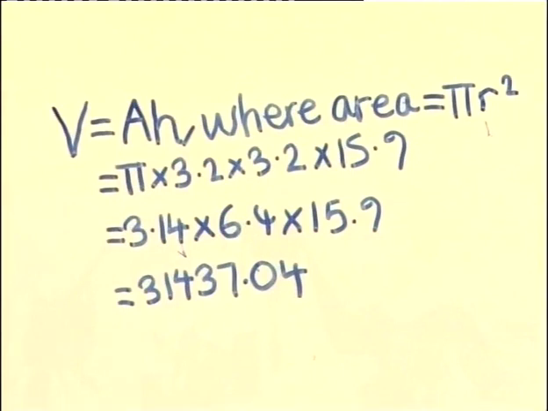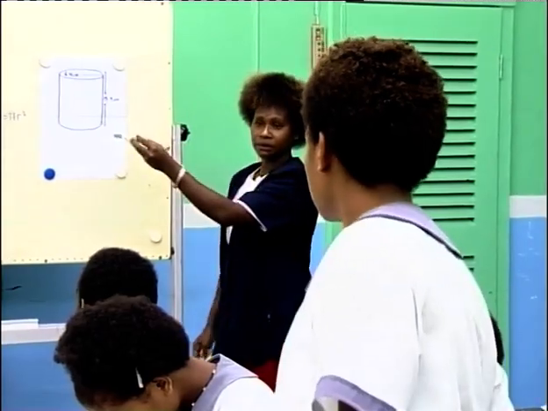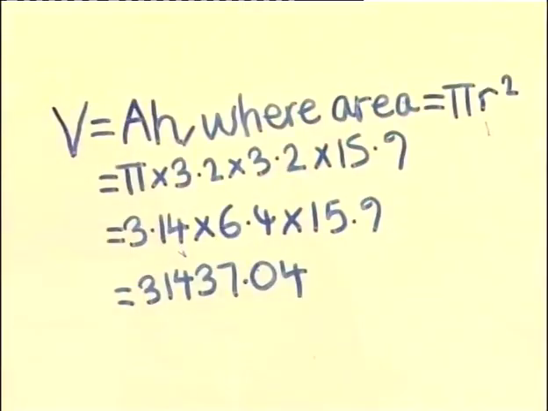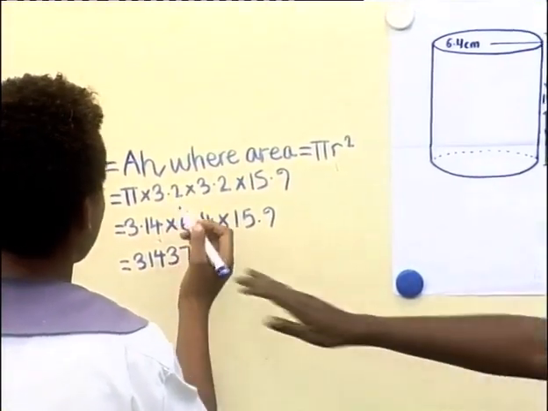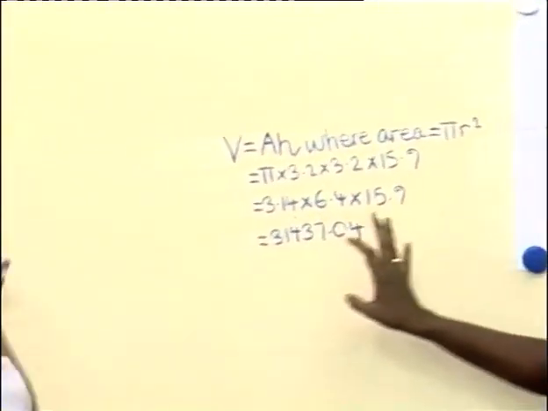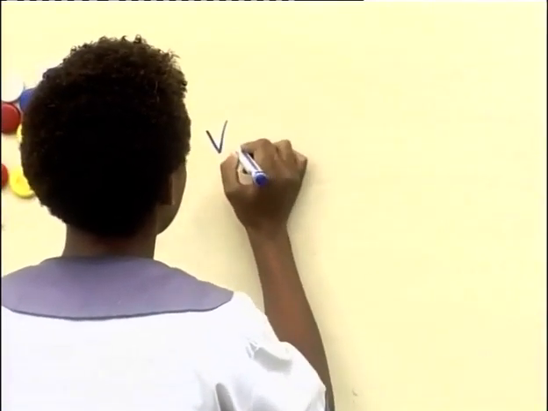Diana? The measurements are wrong. Can you quickly come and correct the working out that is on the board? What measurements are you referring to? Okay, so you're working out on this end so that the other friends of yours can see where she went wrong.